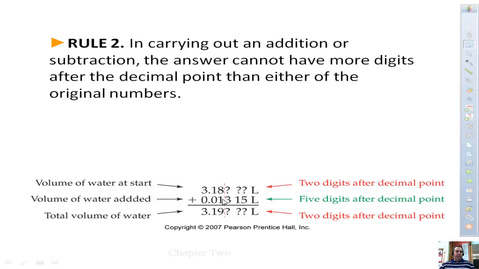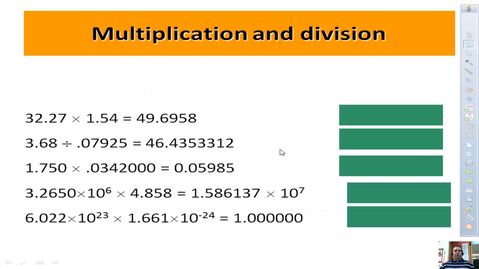This has a hundredths column, that has a hundredths column. I have to make my answer correspond to the hundredths column. This one has a thousandths position, but guess what? This one up here doesn't have a thousandths position. So again, I can't use that number. This one only has the hundredths position, so my final answer can only be in the hundredths position.